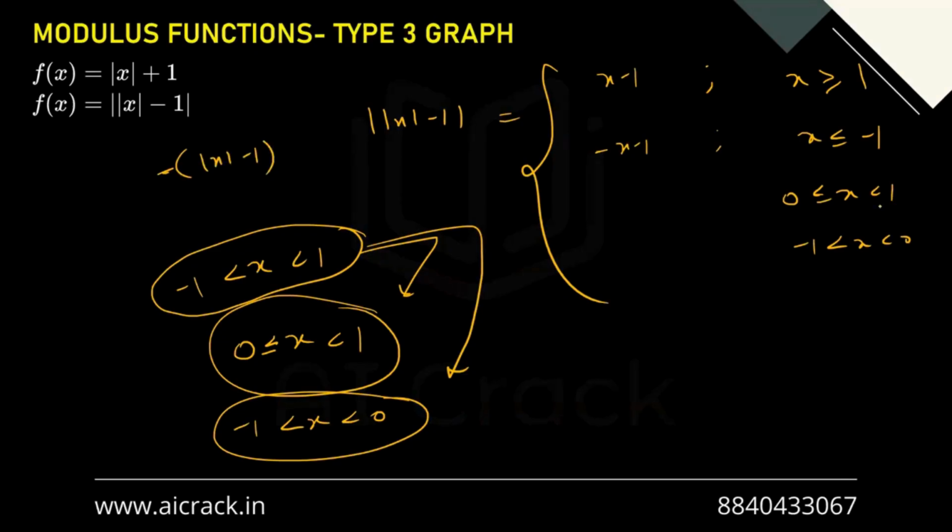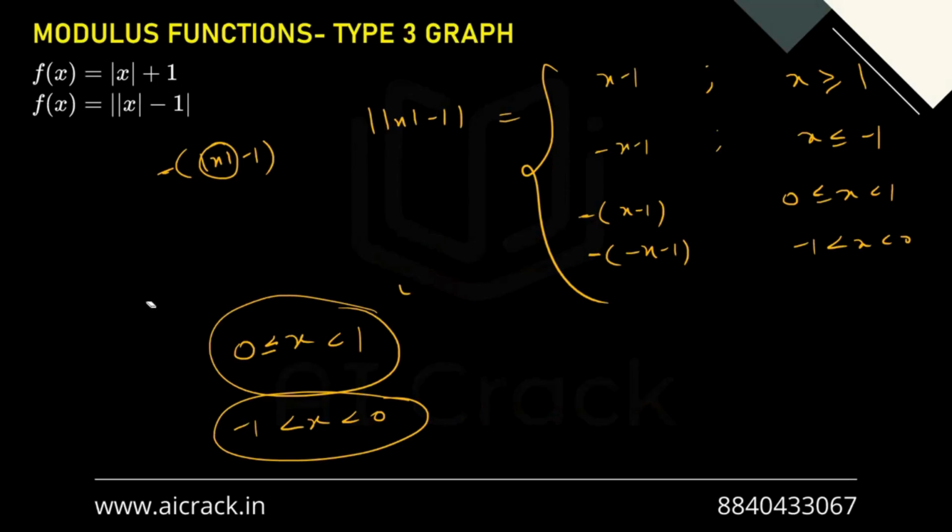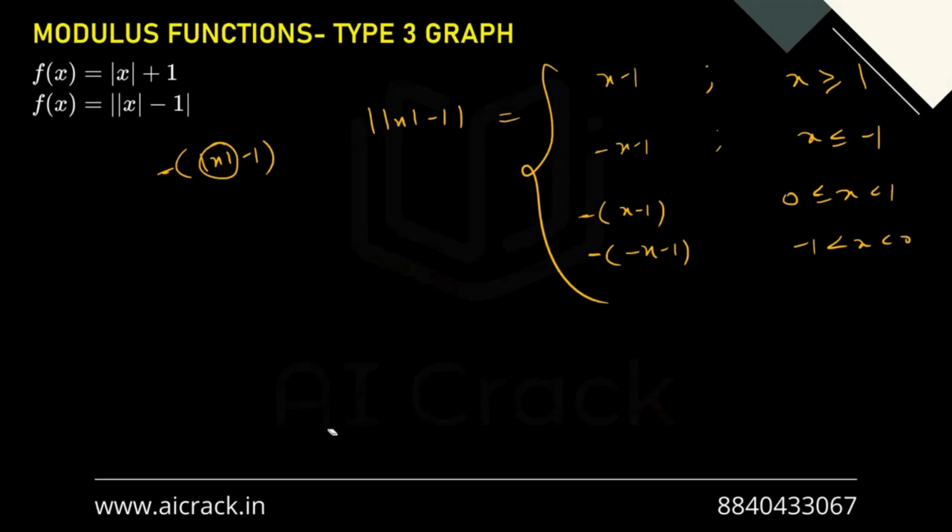Now for the positive part, this function would open up as positive, this inside modulus, right? So that would become minus of x minus 1. And for the negative part, this would open with a negative sign, that would become minus of minus x minus 1. We have opened up this modulus, here with positive sign, here with negative sign, right? So now we have got these four parts of this one single function, right?